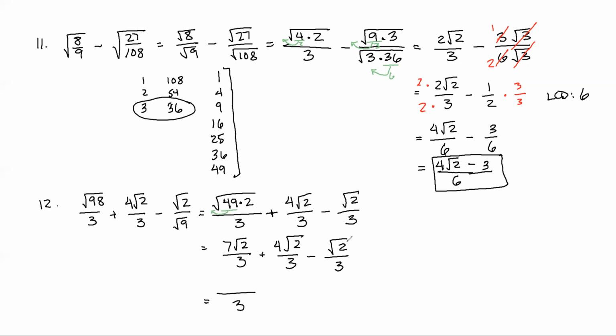So what we're doing in this step is we have 7 root 2 plus 4 root 2 minus root 2. And this is one of those ones where I would put that 1 in the front so that you know you're subtracting a 1 root 2. So we have 7 plus 4 is 11, minus 1 is 10 root 2.